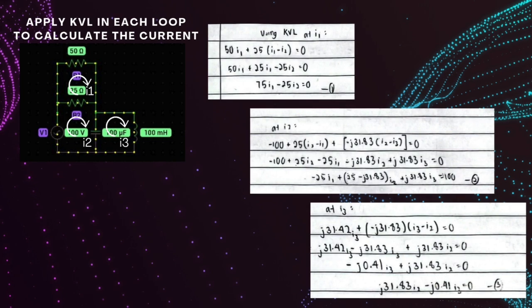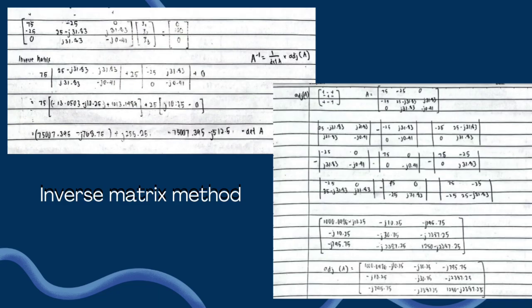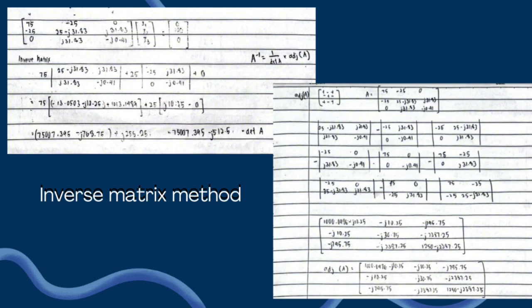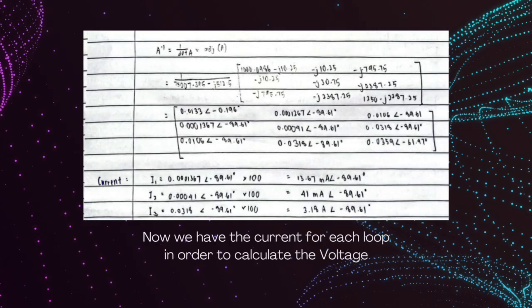Once we've set up the equations, the next step is to solve them. This can be done using the inverse matrix method. This technique simplifies the process by representing the system of equations as a matrix, which we can then invert to find the values of the mesh currents. Now we are solving for I1, I2, and I3.